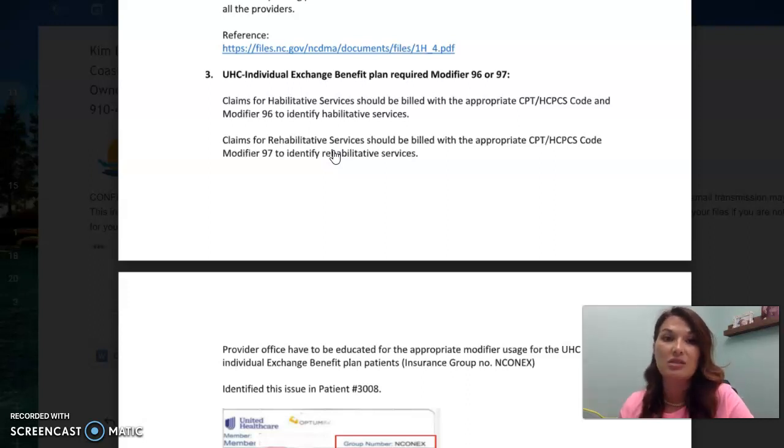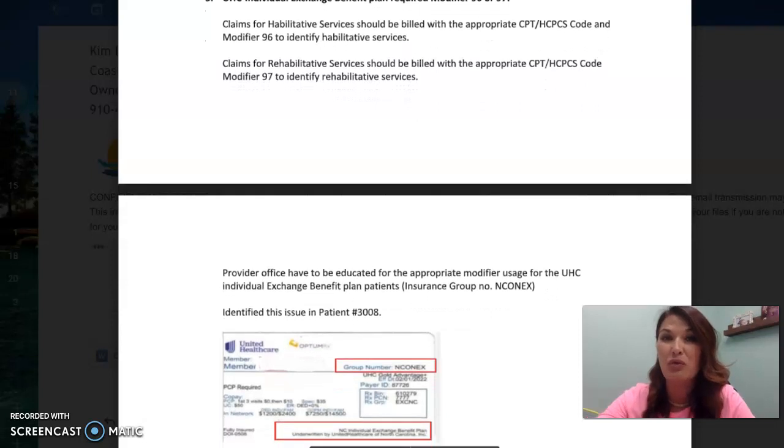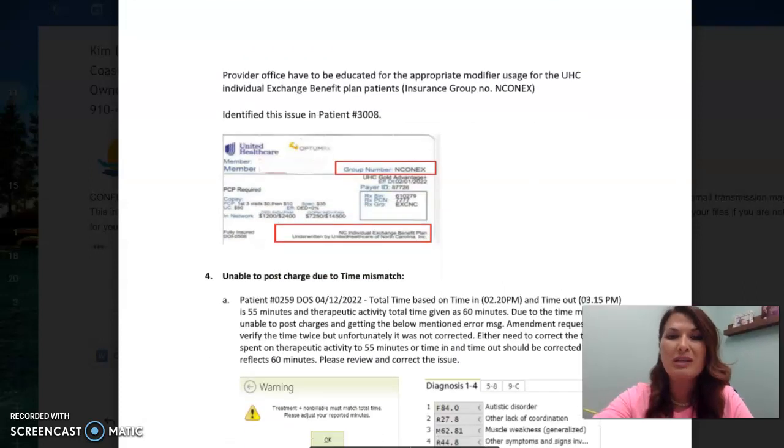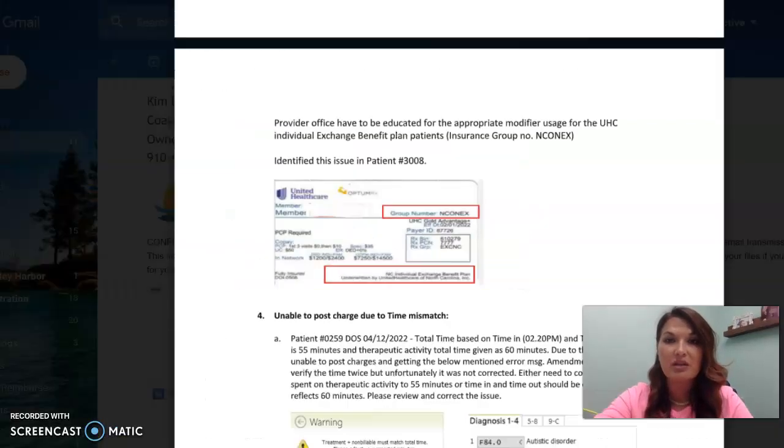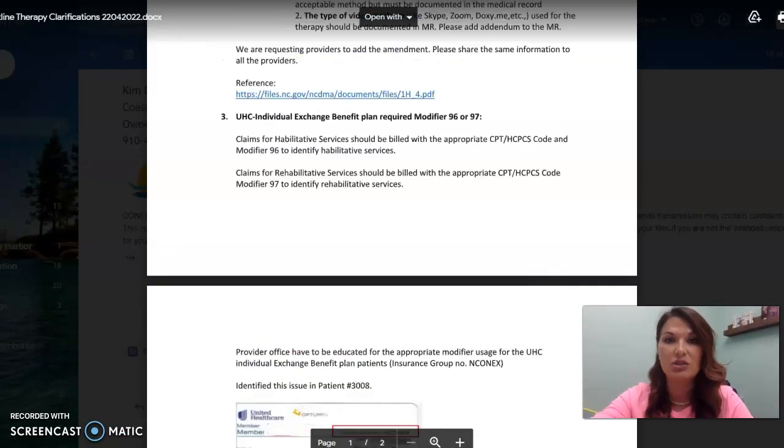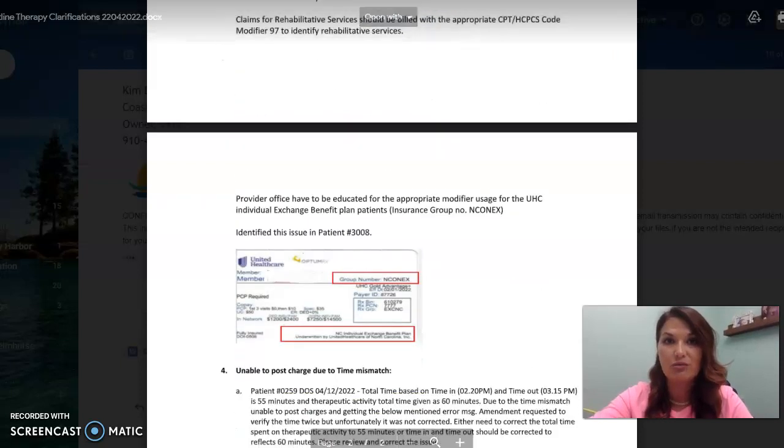If I see that the person is a teenager or older, I will reach out and say, is this rehab? Because then they will get a 97 modifier. Again, this is only going to be for about 10 to 12 of our people, period. Out of all of our patients, less than a dozen really have this particular plan with UHC. This is not with all UHC plans. It's just this one particular plan.